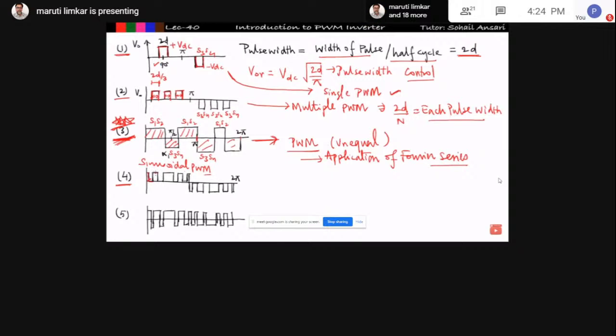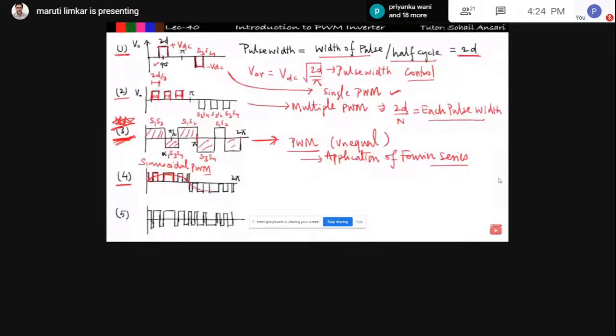Now see, the pulse width increases. If the width of the pulse increases, then the overall average output voltage will increase. Now see here, the width of the pulse increases even more. So the overall average output voltage will increase more. In this way, if you find the average output voltage of this, then it will follow sinusoidal behavior.